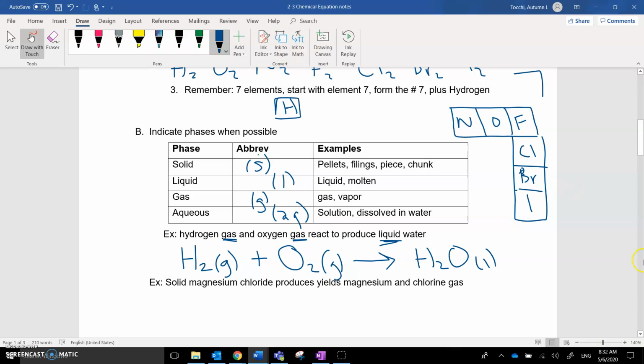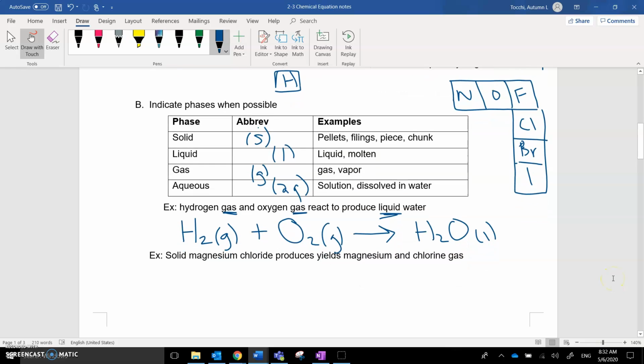I want to remind you that every element can end up in any phase of matter. I know that sounds really strange, especially as we think of things like iron or gold, but they can become a gas. That just takes a lot of temperature and a lot of pressure.